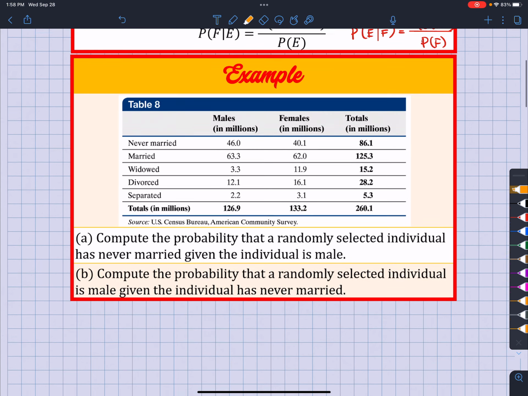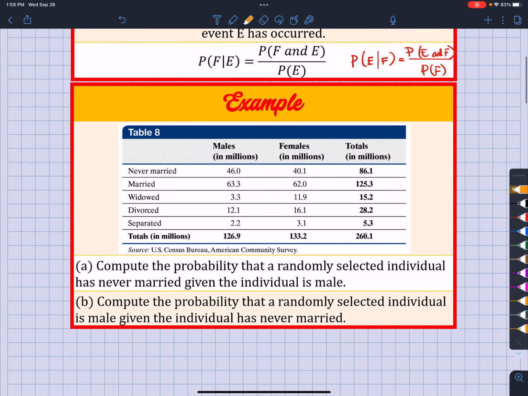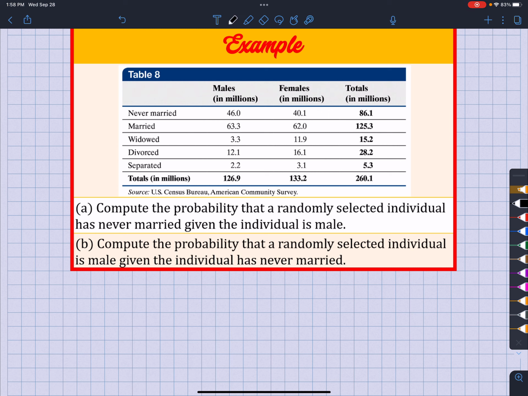All right, so here we're given this example. This looks very familiar, but the totals are already there for us. Part A says, compute the probability that a randomly selected individual has never married given the individual is male. So we are finding the probability of never married given that he's male. That's what we're looking for.